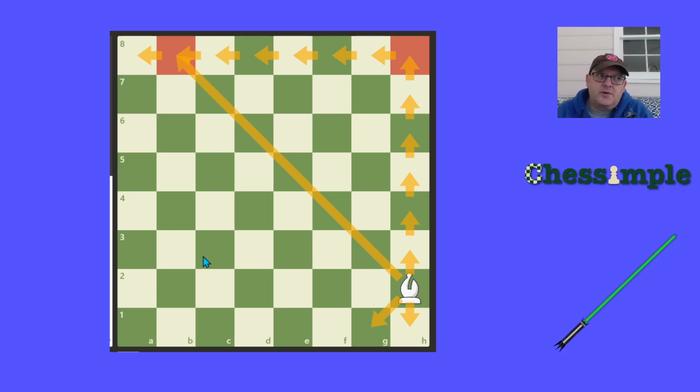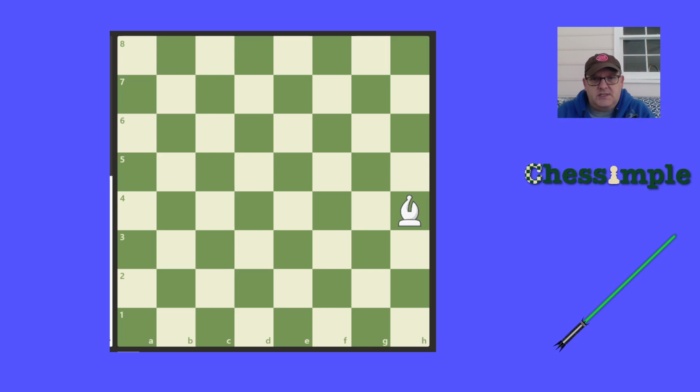As you start to notice these board geometries, that helps you subconsciously get better at visualizing the board. And so now what we'll do is we'll make some observations about the bishop when it is placed on h4.